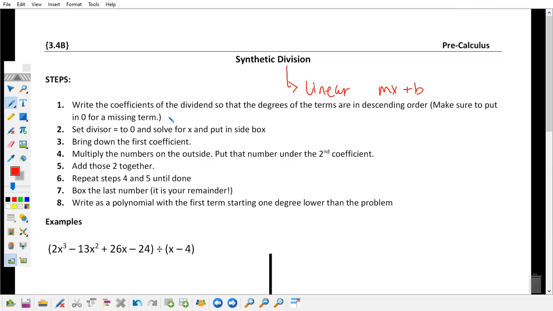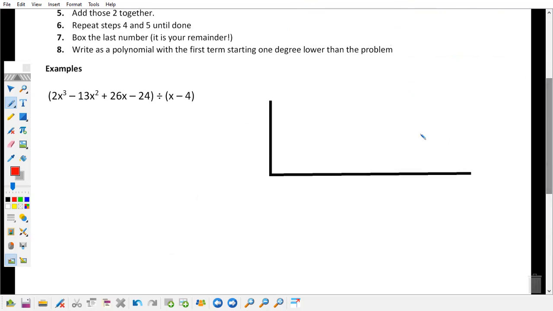And what we're gonna do is we multiply the outside numbers and we write their product on the inside. Okay. And then we add. And then you repeat the steps. We multiply, add until we can't anymore. Okay. Now, sounds weird, but here we go.